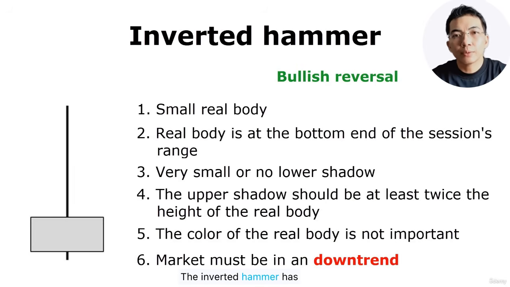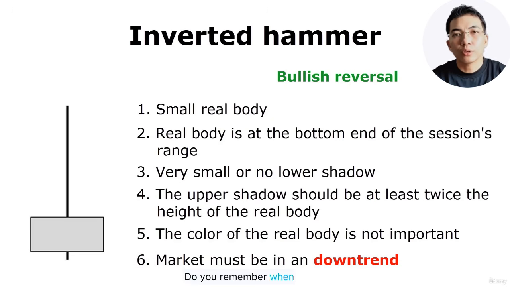The inverted hammer has the same shape as a shooting star, with its long upper shadow, the small real body, and the small lower shadow. So if you compare the conditions, you will see that the first 5 are the same, but the last one changes. In fact, the inverted hammer appears after a decline, when the market is in a downtrend.